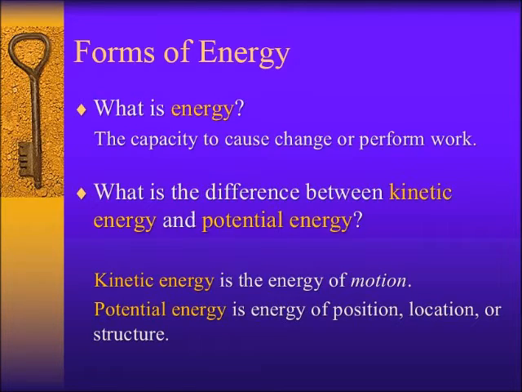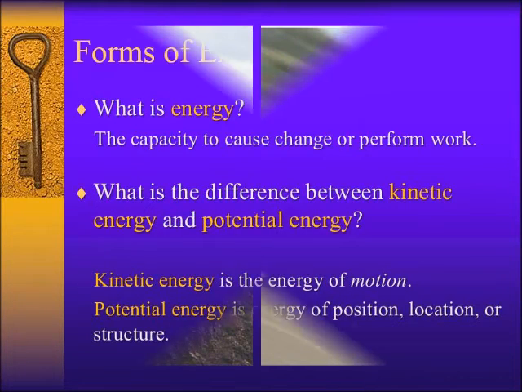Now energy comes in lots of different forms. One of the main differences is between kinetic energy and potential energy. Kinetic energy is the energy of motion. Potential energy, on the other hand, is energy of position or location, or in the case of chemistry and biology, it could be the structure of the chemical bonds of a molecule.